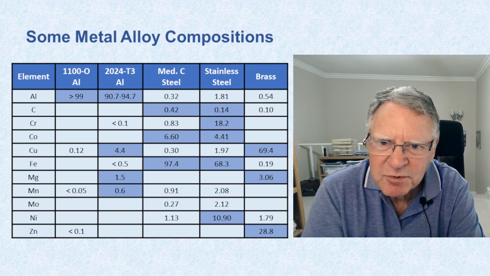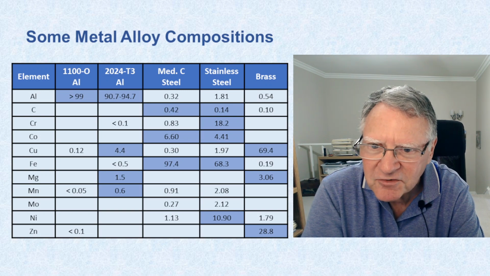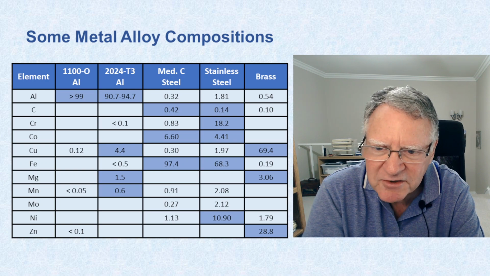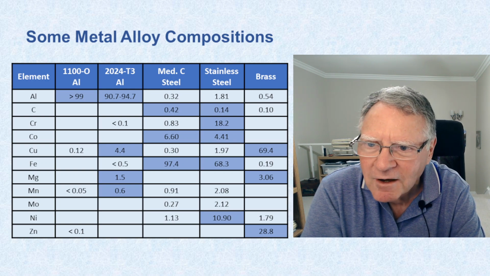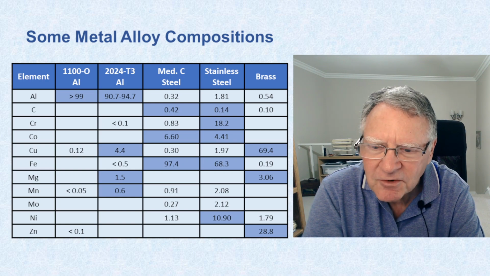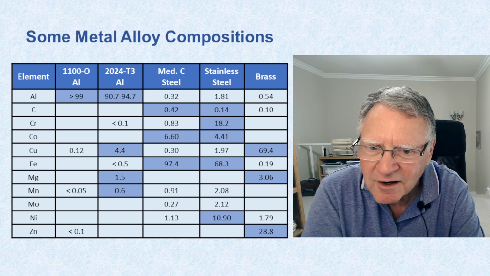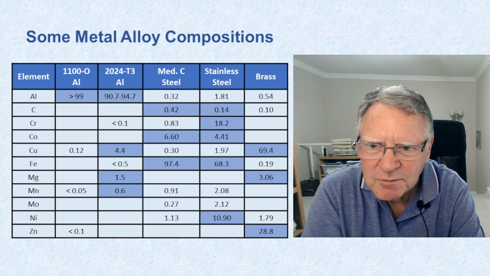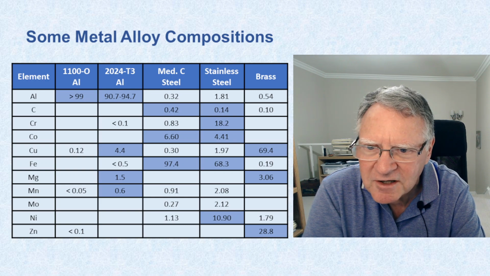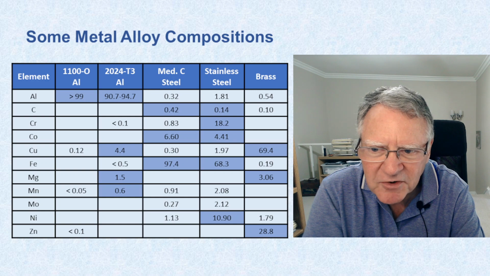So here's a table of the compositions of some different alloys, not just aluminum. There's aluminum, steel, and brass in this table. The first column is 1100 aluminum. So that's type 1, and it's basically pure aluminum, greater than 99% aluminum. The second column is the 2024 aluminum, and as you can see, it's about 93% or so aluminum, a little over 4% copper, 1.5% magnesium, and about 0.6% manganese.